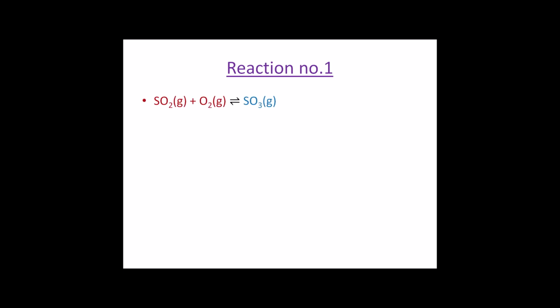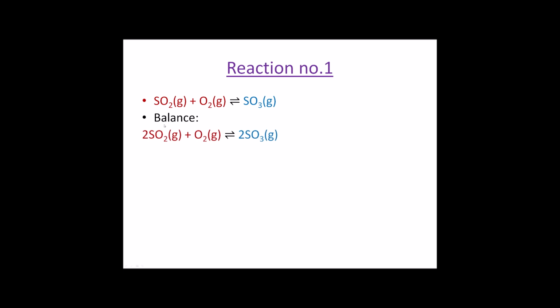Our first reaction is sulfur dioxide, a gas, plus oxygen, gas, makes sulfur trioxide. You can see very quickly that this reaction isn't balanced. We've got one sulfur on this side, one sulfur on this side, but we've got 2 plus 2, 4 oxygens here and only 3 here. So the first step is to balance this equation. Give it a go, put it on pause if you've not done so already, and we'll have a look at the answer now.